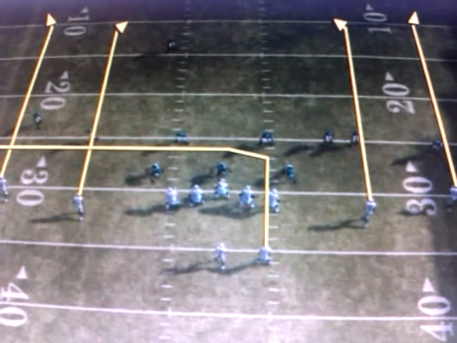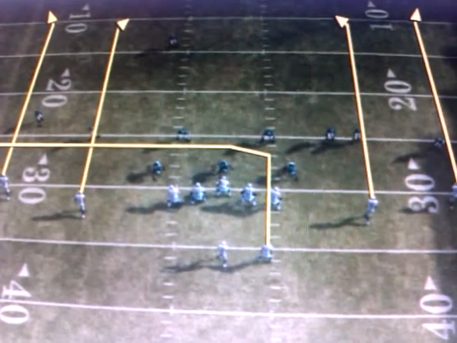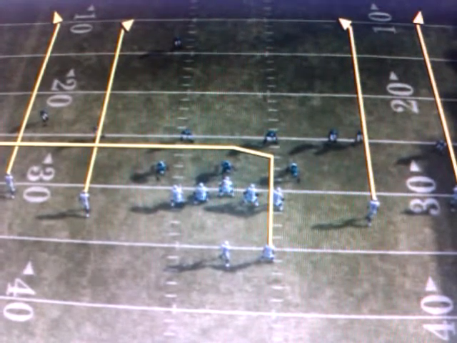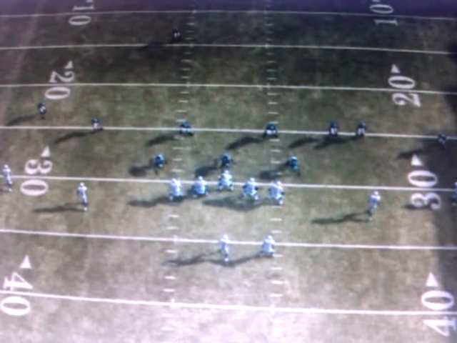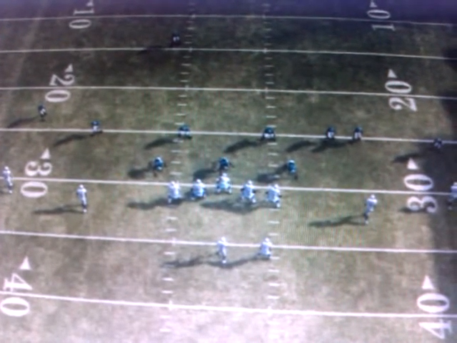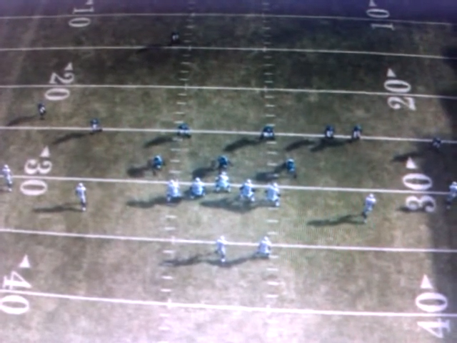Now, what we want to do is kind of show you how this is going to work. We're going to break down each route individually and kind of give you an idea how the zone coverage is going to play. And the coverage that we're going to use is a cover 3 coverage. And what we wind up having is 5 defenders playing underneath, and we have 3 defenders playing deep. So let's go and take a look at those defenders.